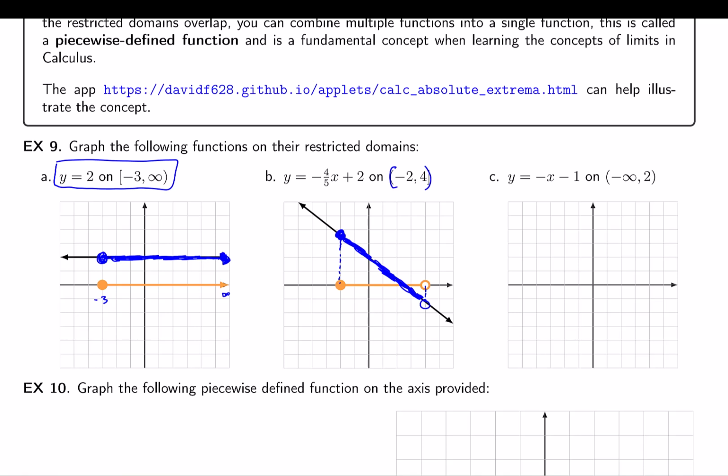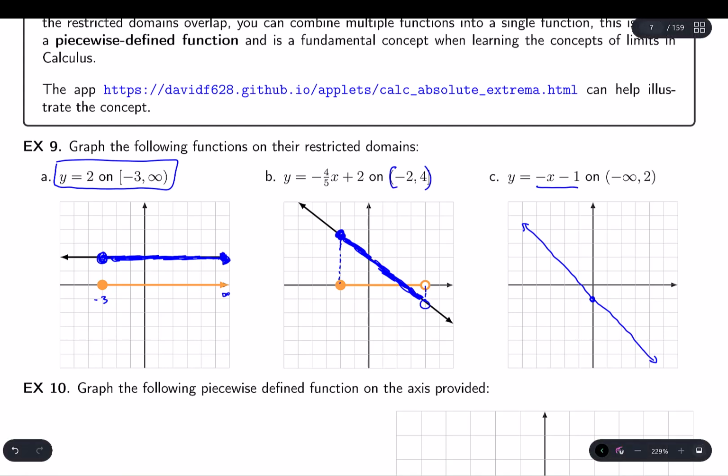All right, let's do one without a starting graph. Okay, so -x minus 1 on the restricted domain from negative infinity to 2. Now, this is a linear graph. You should absolutely know how to graph that. We have a y-intercept of -1 and a slope of -1. So that's pretty much what this graph looks like right there. You should be able to do that comfortably.